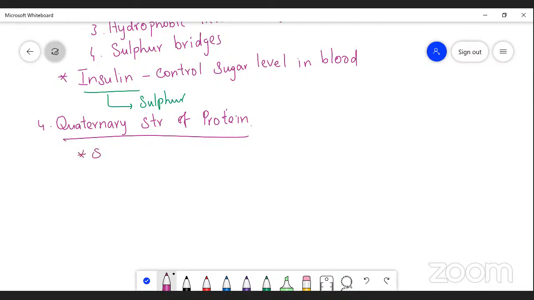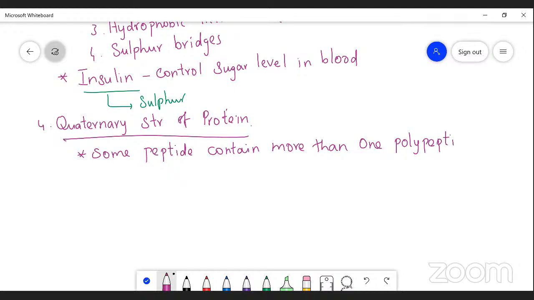So if you are taking some peptides which contain more than one polypeptide chain, this spatial arrangement of more than one polypeptide chain is referred to as the quaternary structure of protein.